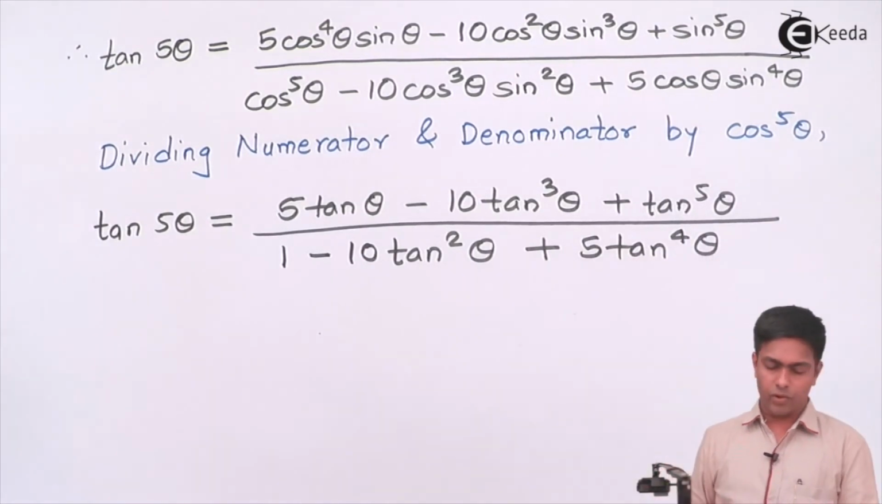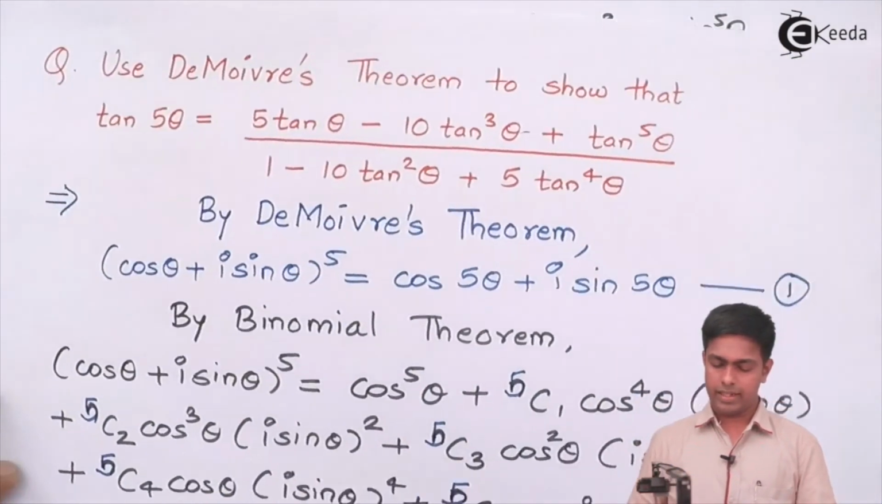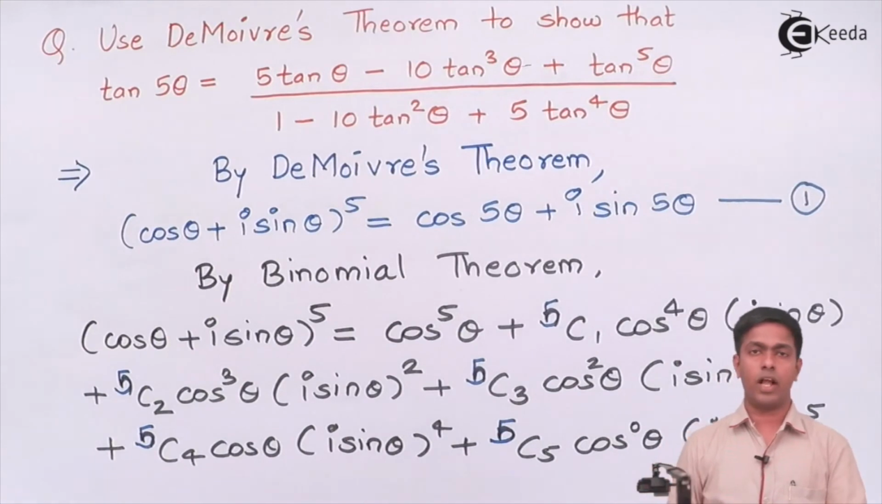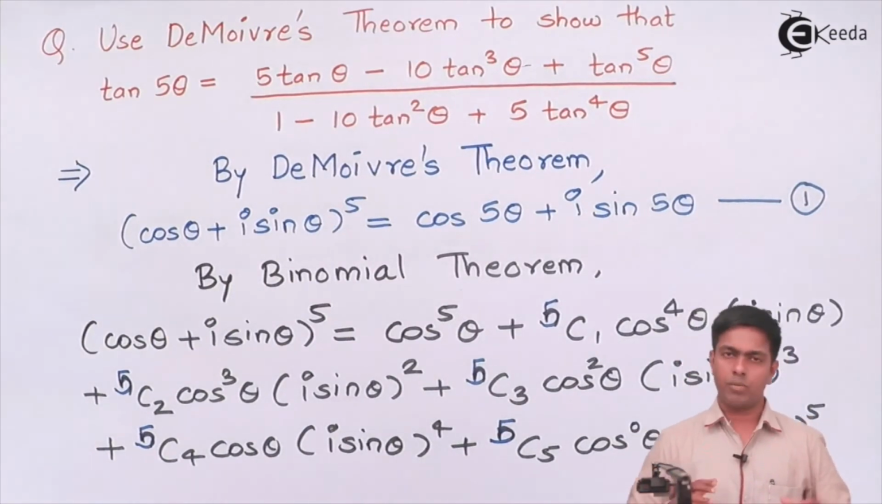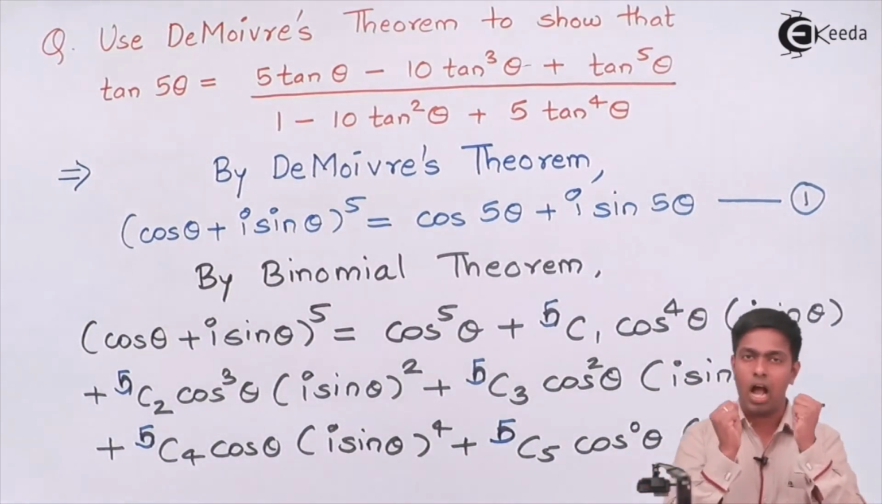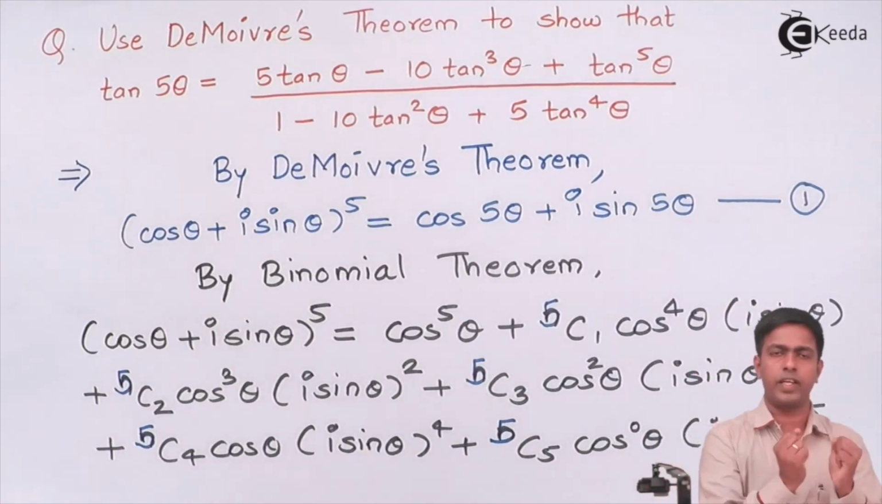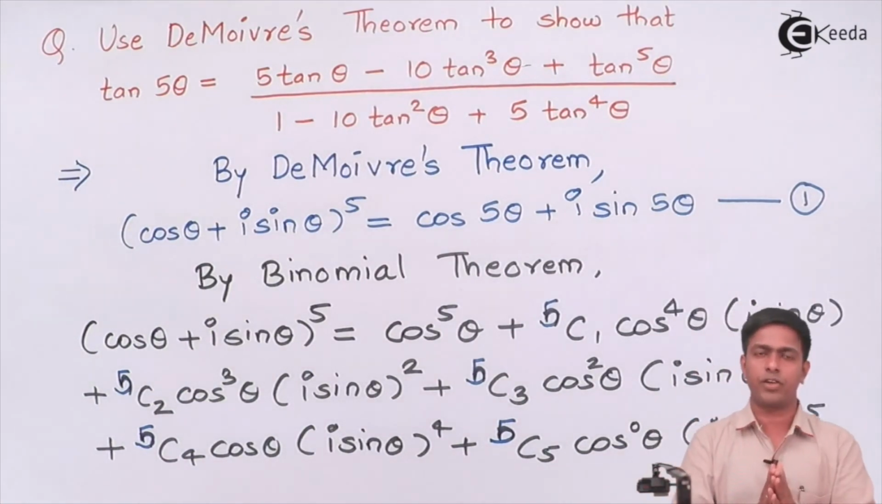And guys, if you see the question, we have proved that value by using De Moivre's theorem. So I'm sure that you understood how to convert multiples of theta into powers of trigonometric functions.